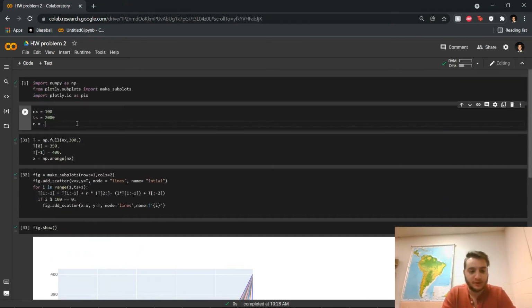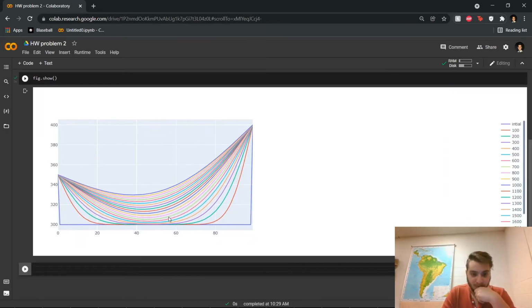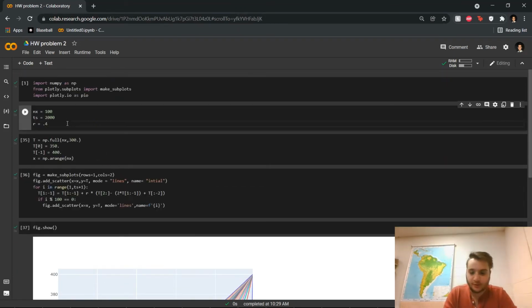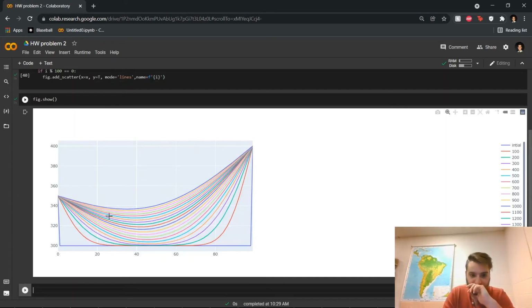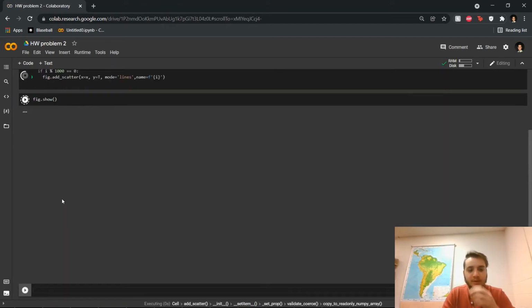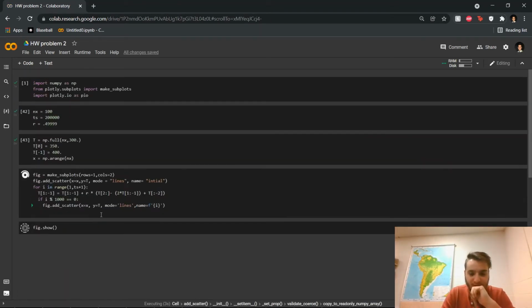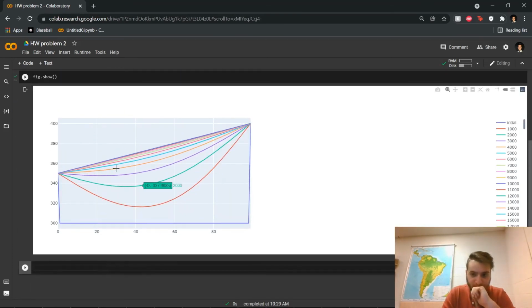But let's play around with this R value. Let's say it's 0.4 this time. And we can see it's slowly coming up. Let's do 0.4999. And you can see it's getting there. Let's do more time steps. So add a couple more zeros to that. And then we're going to add a hard. And look at that. That's a nice looking graph.